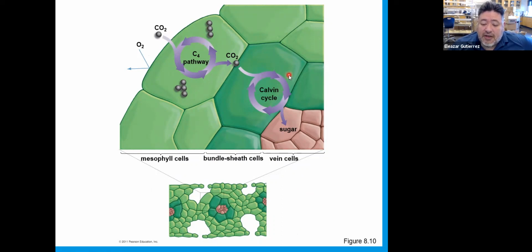So that enters the mesophyll cells and then enters the Calvin cycle as carbon dioxide.